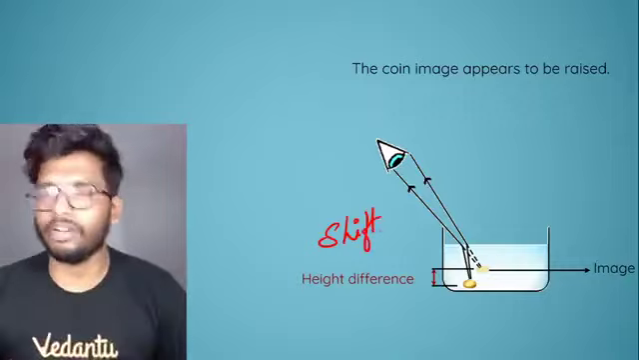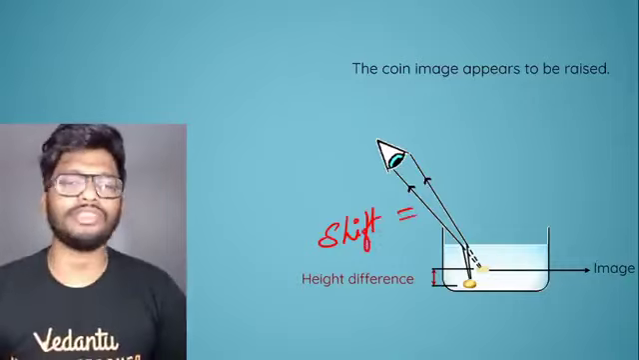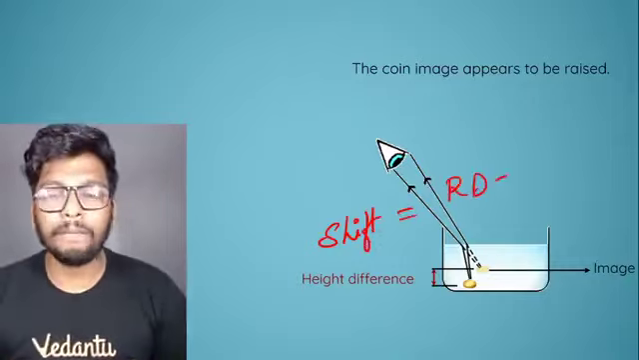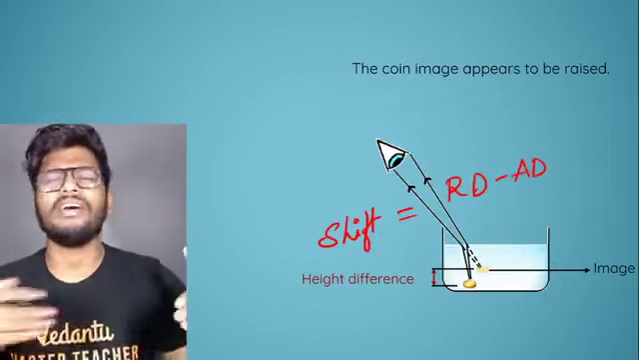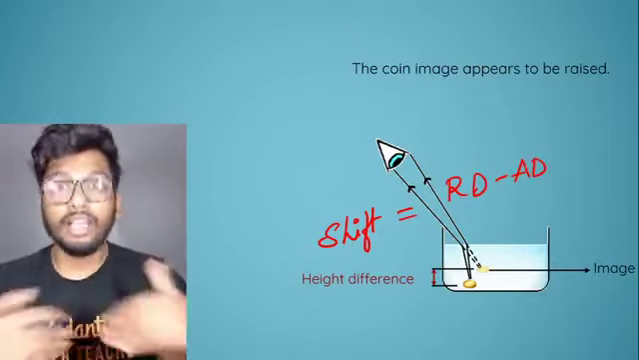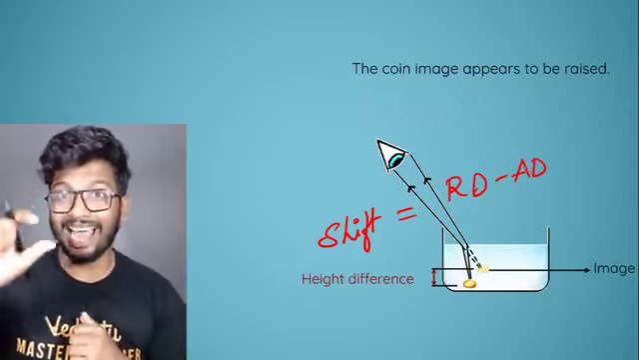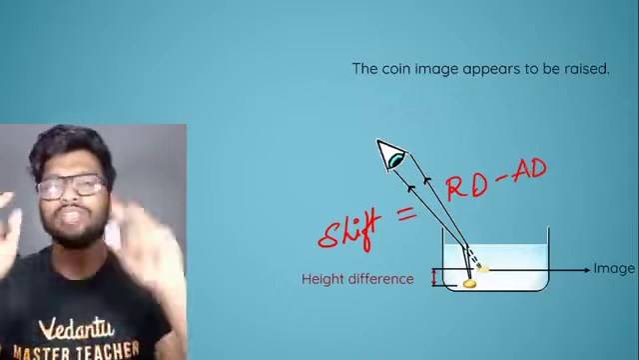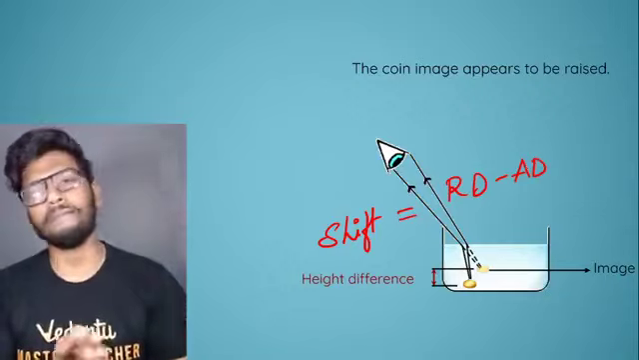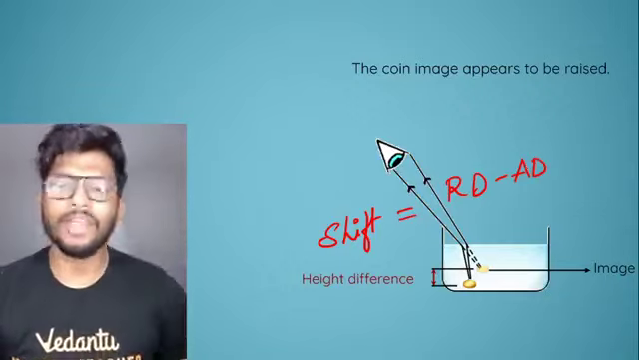Now what's the formula to find the shift? You might be wondering that. The formula to find the shift is, guys, real depth minus the apparent depth. Simple. Real depth minus the apparent depth gives you the shift. So whatever that difference in height is, you can find it by using this simple formula, real depth minus apparent depth. Done. Simple. Alright.